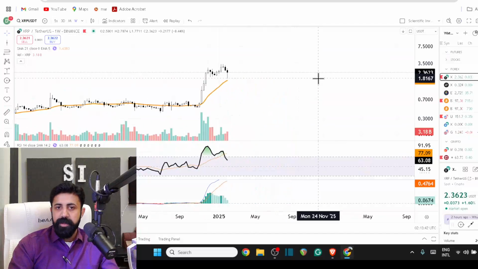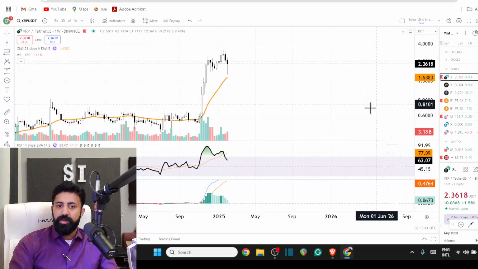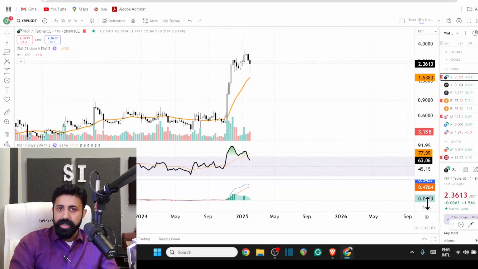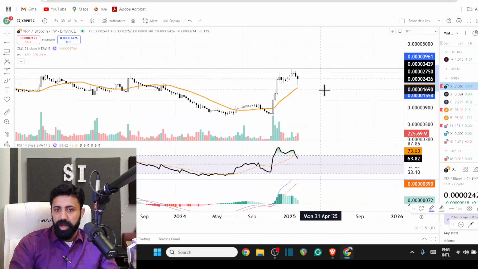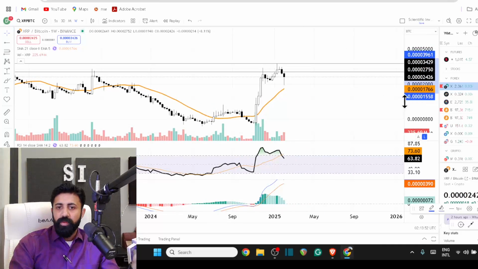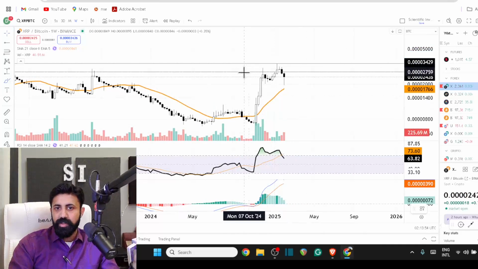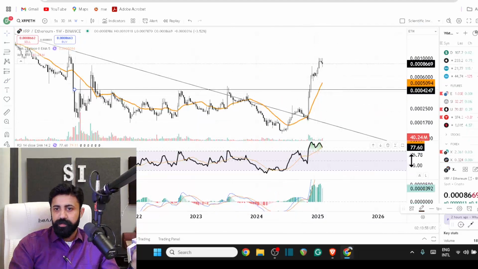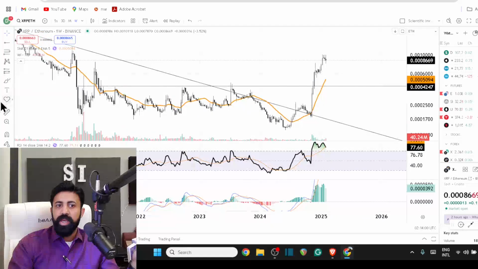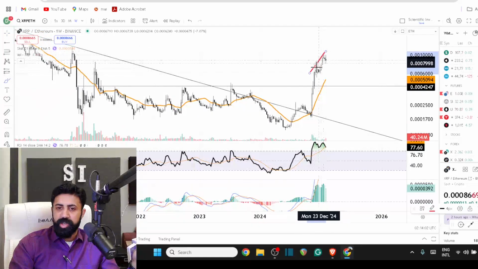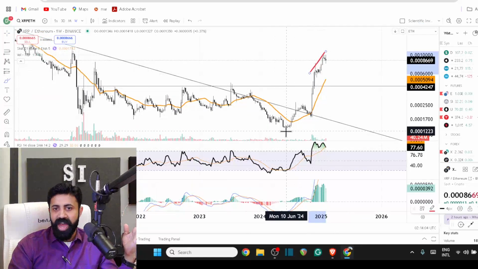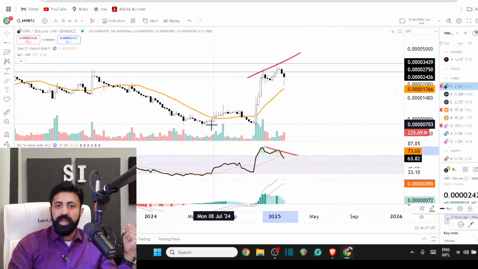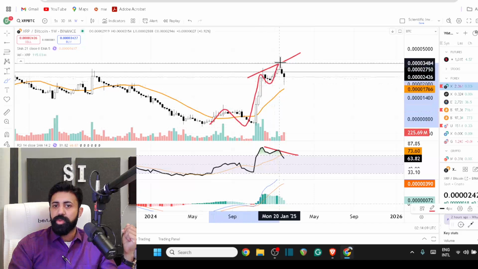This is XRP on a weekly with the negative divergence. Clean and clear. This is XRP Bitcoin on a weekly with negative divergence. Price going up, RSI going down. This is XRP Ether with negative divergence. Now, in all of these regions, one thing is common. You have the 1, you have the 2, you have the 3. Now we go to the other side. You have the 1, you have the 2, you have the 3.